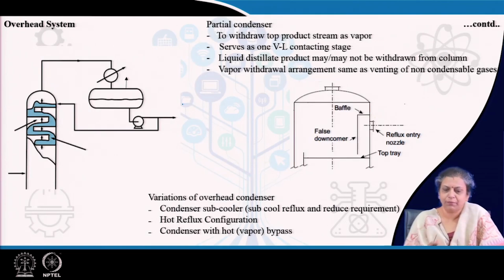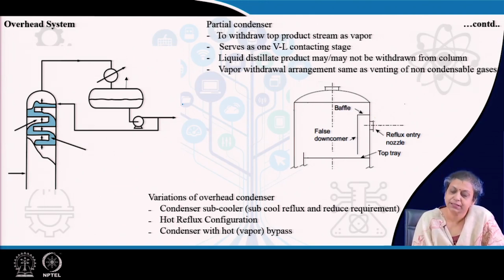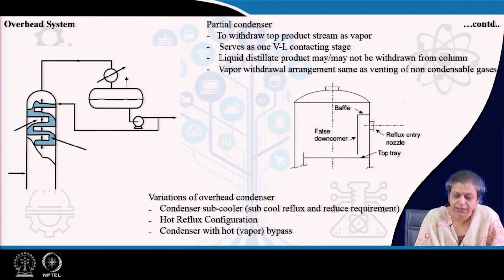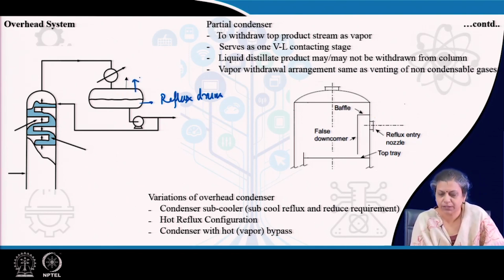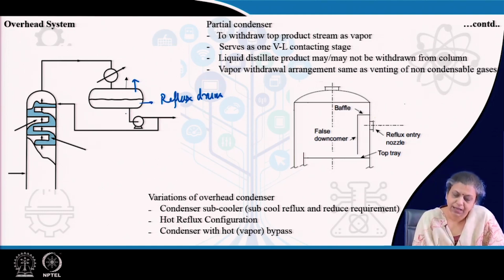There is one thing that you need to remember. There can be a situation where it is required that the top product from the column is desired as a vapor. When it is such, then what happens? Then there is partial condensation of the vapor in the condenser, and the vapor-liquid mixture enters the reflux drum, and in this reflux drum the liquid separates. With the same arrangement that was done for the non-condensables, the vapor product is withdrawn from here, and this is the product. The liquid, either the entire liquid can be recirculated as the reflux, or part of the liquid can be withdrawn as a product depending upon the need of the customer.